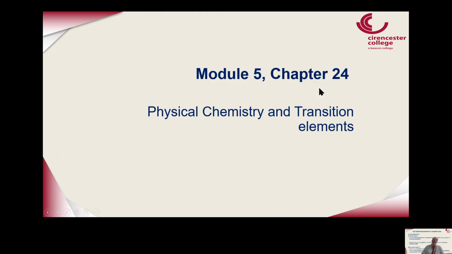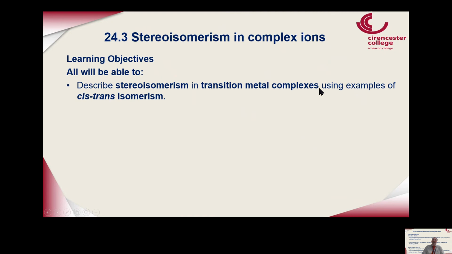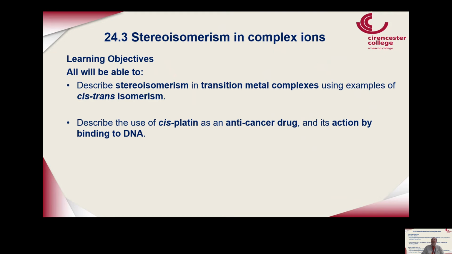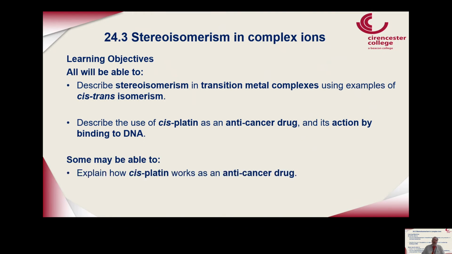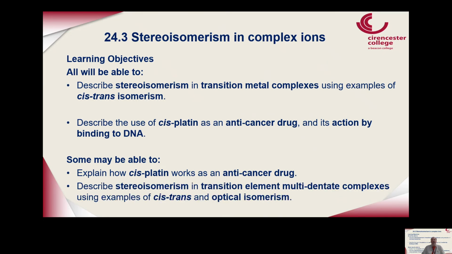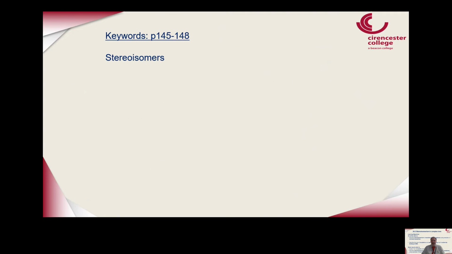What we're going to look at here is the fact that in the transition metal complex, we could have cis and trans isomerism. We'll look at a specific chemical called cisplatin, an anti-cancer drug. It will bind to DNA. Notice it's cisplatin, so the actual stereoisomerism is important in its anti-cancer drug effect. We'll have a quick look at how that works, but then we need to be able to look at cis and trans isomerism and optical isomerism in the transition metal complexes.